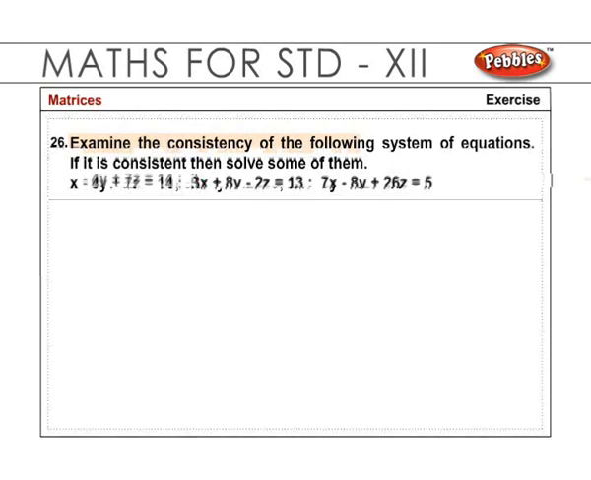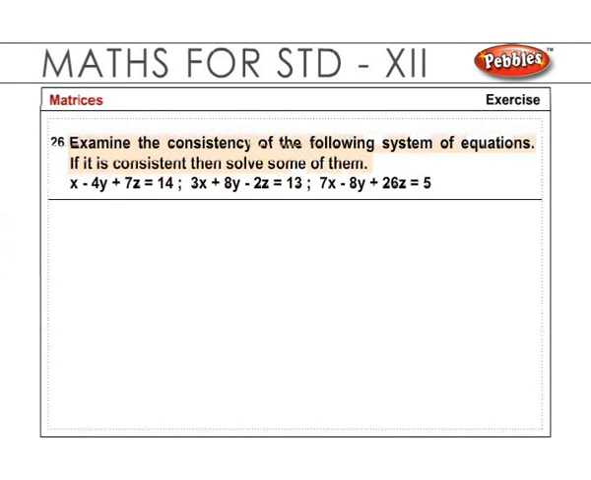Examine the consistency of the following system of equations. If it is consistent, then solve some of them. x minus 4y plus 7z is equal to 14. 3x plus 8y minus 2z is equal to 13. 7x minus 8y plus 26z is equal to 5.